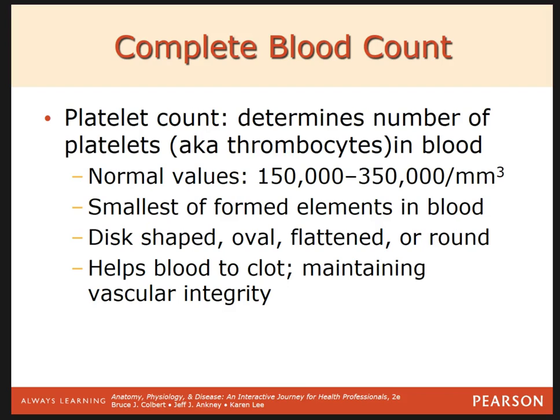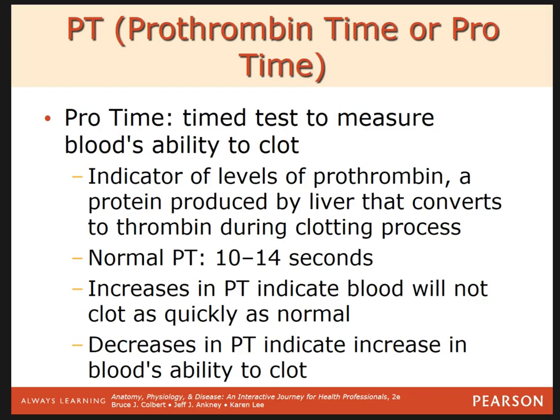Also in a CBC, we would take platelet counts. This determines the number of platelets or thrombocytes in the blood. The normal value for platelets is 150,000 to 350,000 cubic millimeters, the smallest of the formed elements of the blood. They are disc-shaped, oval, flattened, or round. So they have a variety of different shapes, and they help the blood clot and help maintain the vascular integrity. They kind of give a form to what's going through.